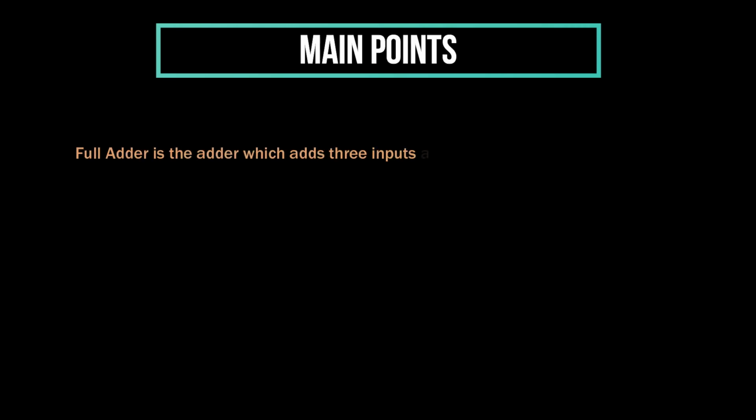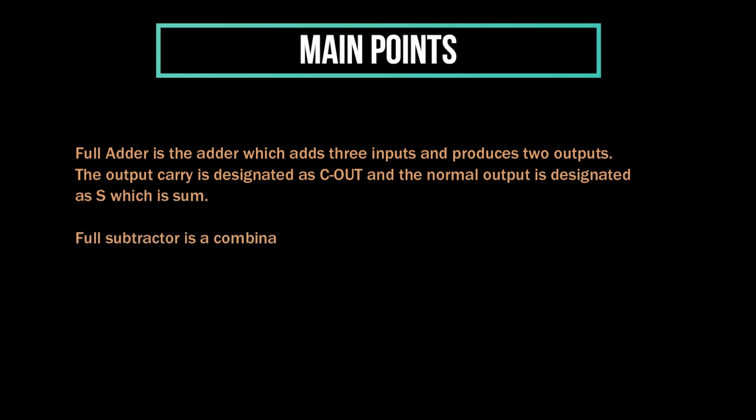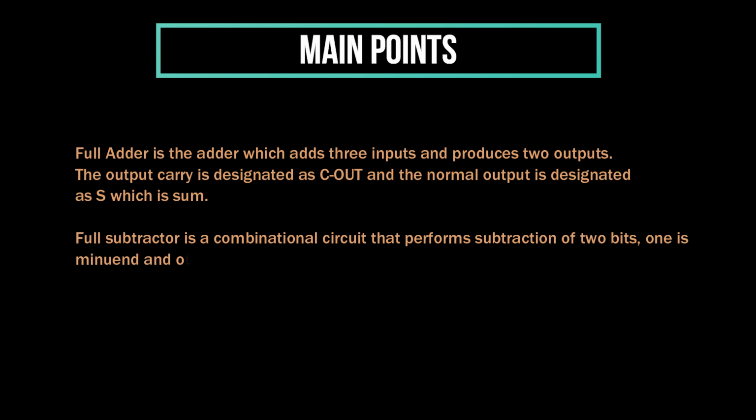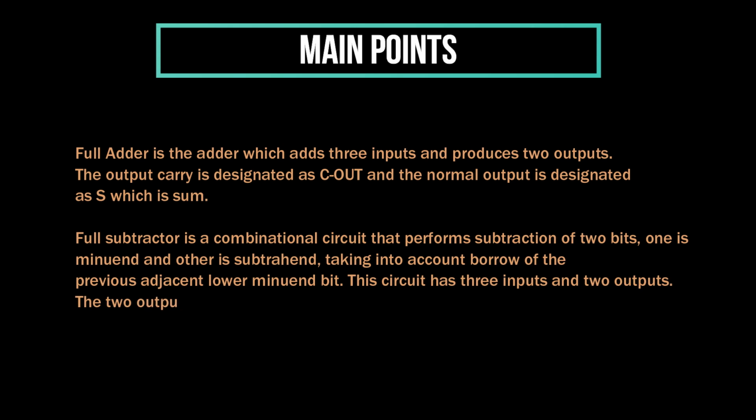Full adder is the adder which adds three inputs and produces two outputs. The output carry is designated as Cout and the normal output is designated as S, which is sum. Full subtractor is a combinational circuit that performs subtraction of two bits. One is minuend and other is subtrahend, taking into account borrow of the previous adjacent lower minuend bit. This circuit has three inputs and two outputs. The two outputs, D and B out, represent the difference and output borrow.